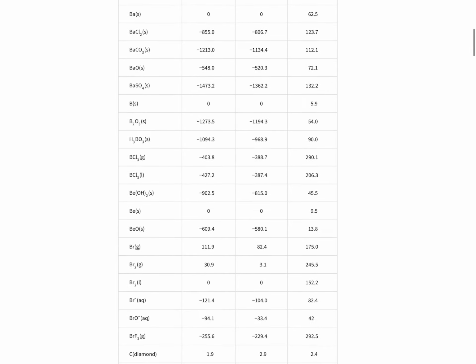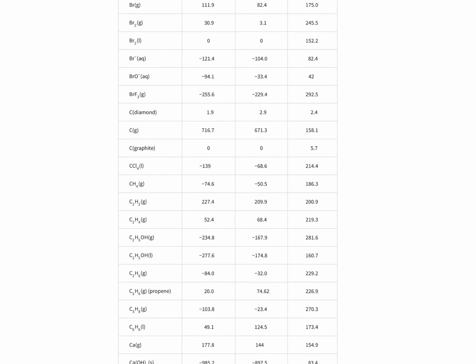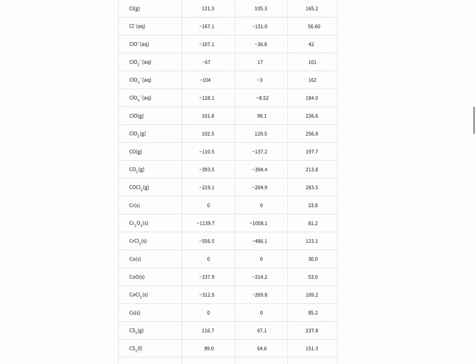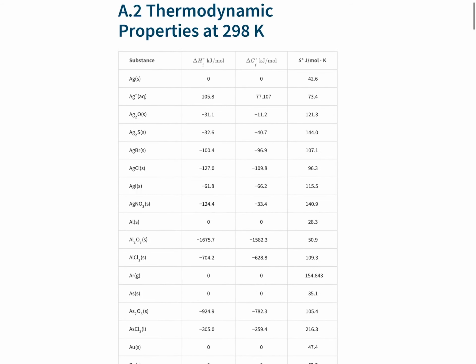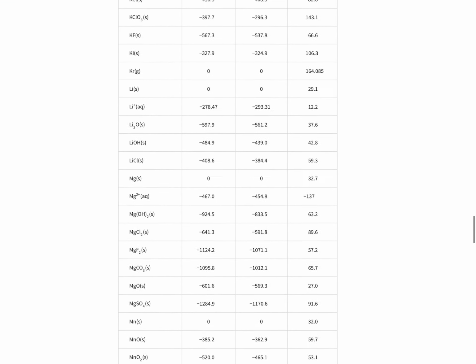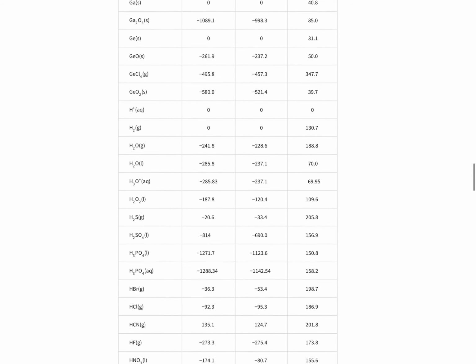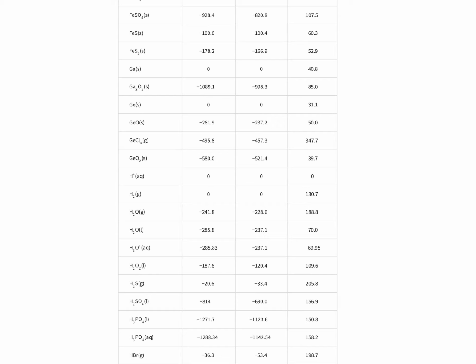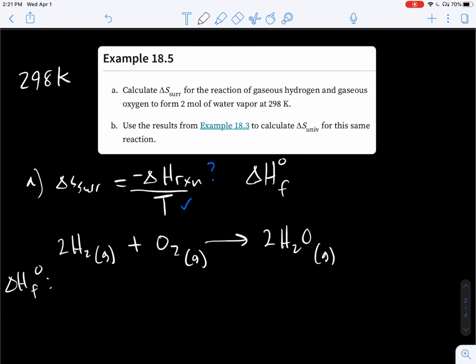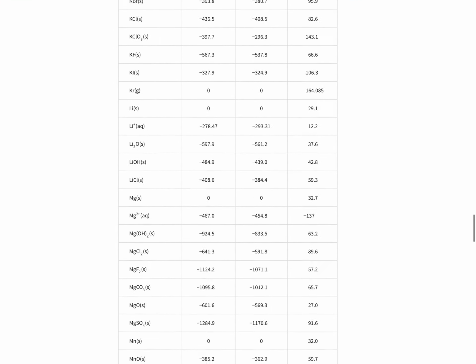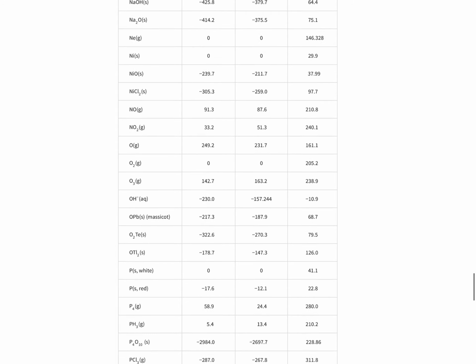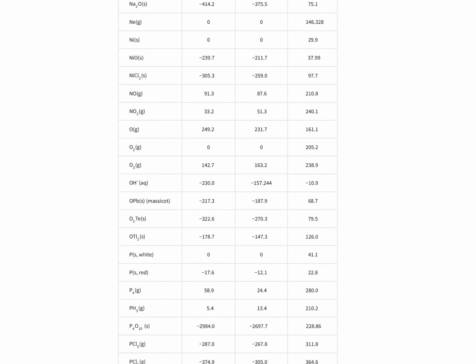H2, I'm going to jot these down off to the side here. H2 gas looks like it is 0. That's fine. It's the pure form of the substance. We've seen that before. It's the elemental form of hydrogen. Oxygen should be the same, actually. It should be 0. The delta H of formation value of a pure elemental form is 0.